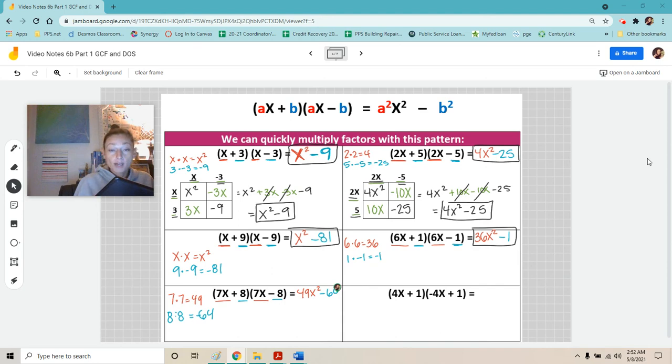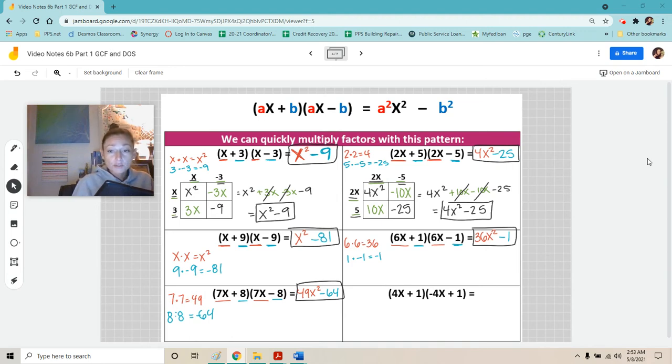So that's going to be 49x squared minus 64. Again, it just cuts down on the amount of time that you have to go through solving these problems when you know these shortcuts. They're not critical going forward, but they're very, very helpful.